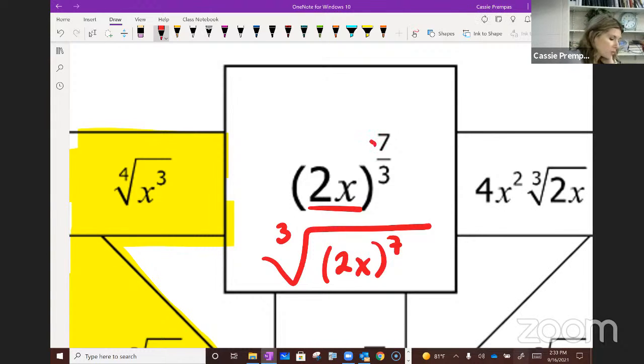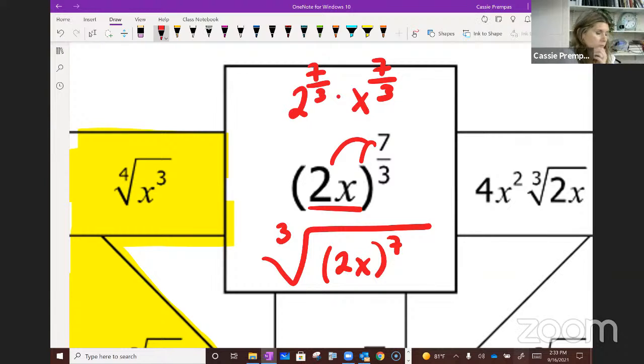If you would prefer, you could go this way and say it's 2 to the 7/3 times x to the 7/3. So could you also write, under the radical, 2 to the 7th x to the 7th? Yep, in fact, I'll do that. 2 to the 7th, x to the 7th.